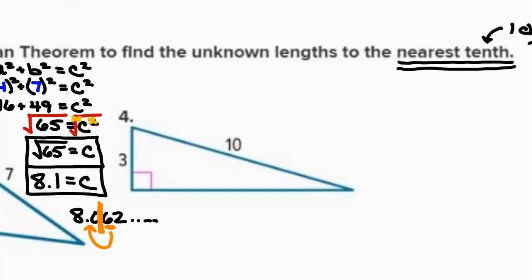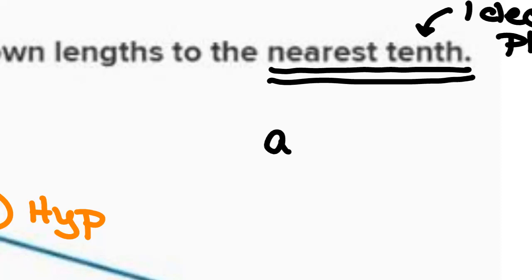All right, number 4. Are we looking for the hypotenuse or a leg? Leg. What's the hypotenuse then? 10. Opposite that right angle is my hypotenuse. Can I use a Pythagorean triple on this one? Nope. There's a 3, 4, 5 triangle, but there's not a 3 something 10 triangle. So we have to use Pythagorean theorem here, no shortcuts.